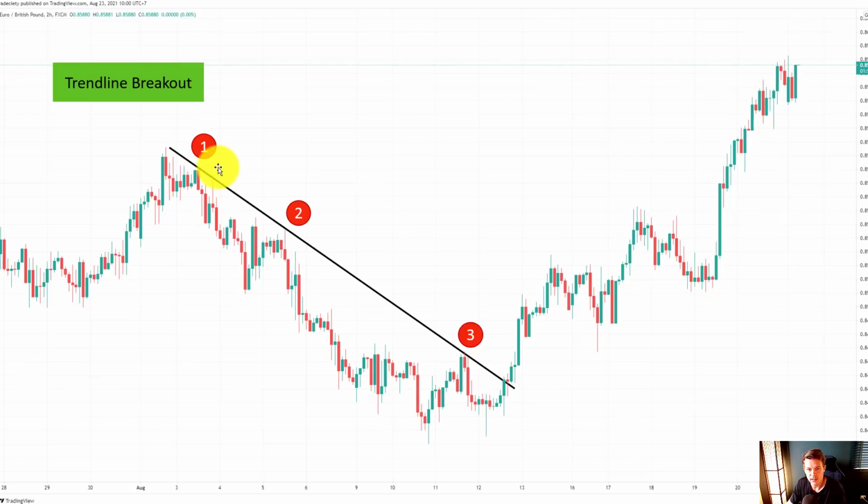Here we connect the high and the high and the high, so we have a valid trend line. And what you are doing is simply waiting for a breakout out of the trend line. This is often how you are able to trade new trends very early on. A trend line breakout is really the signal that the previous trend, in this case a downtrend, is ending, with the breakout leading to a new trend.